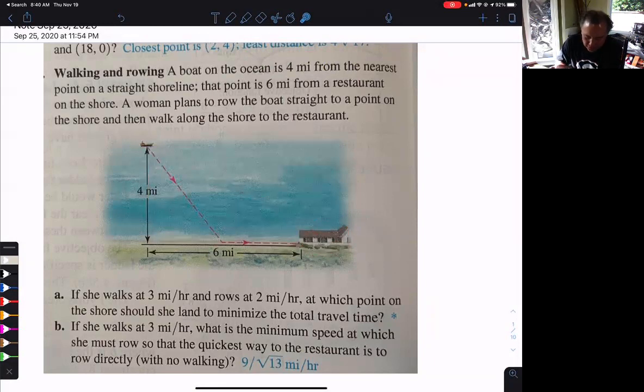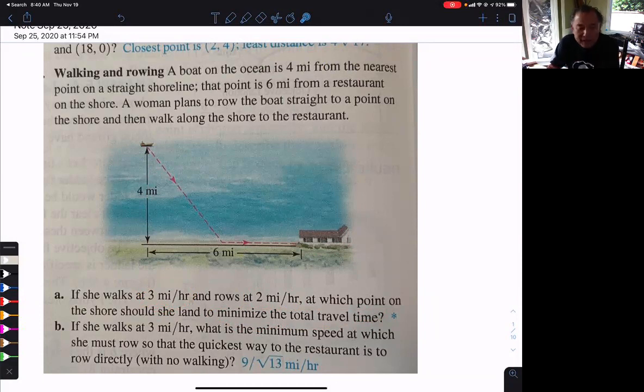Now here are the conditions. She walks 3 miles per hour and she rows 2 miles per hour. She wants to minimize her travel time. So she wants to get to the restaurant as soon as possible. She has a blind date and she heard this guy is really hot and doesn't want to be late. So what shall she do? Because if she's late, this guy might be gone, out of there.